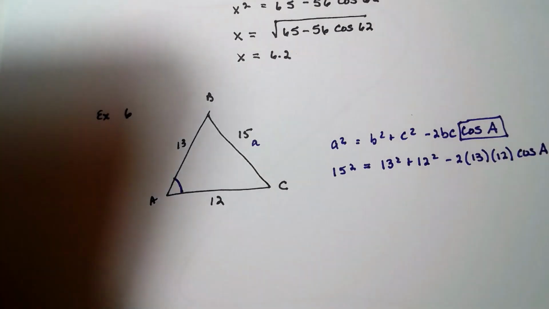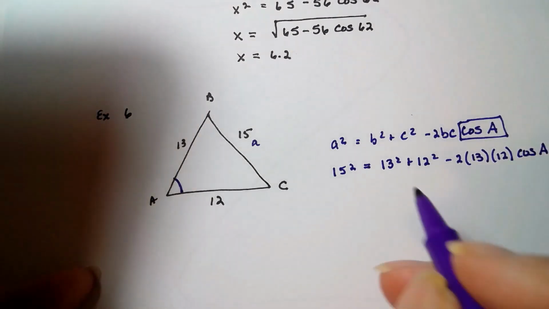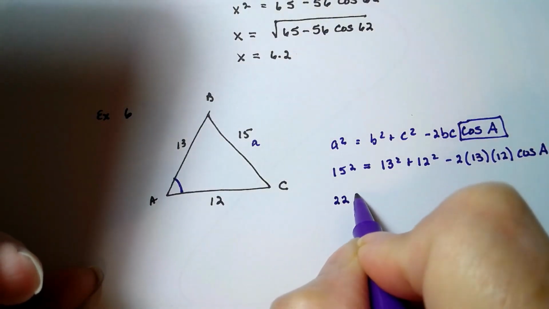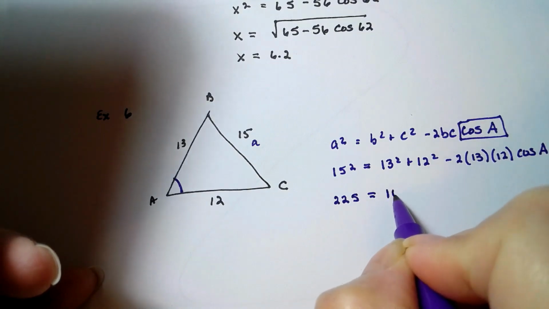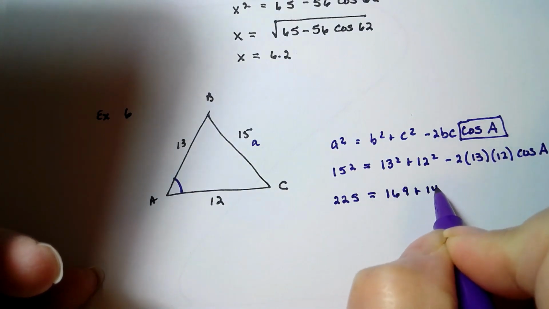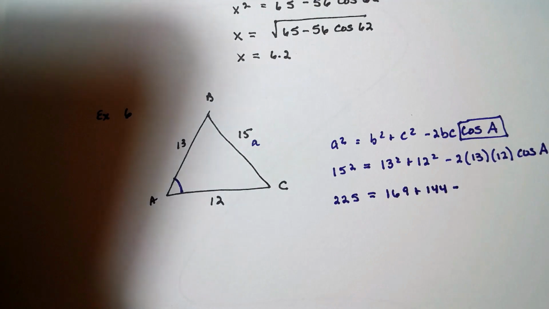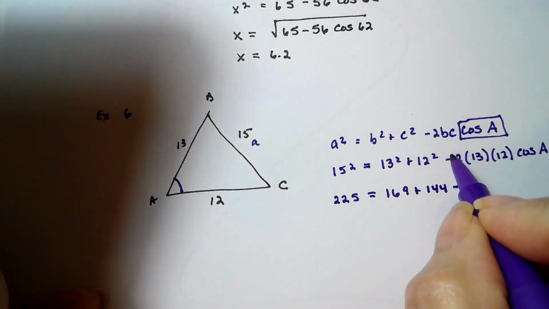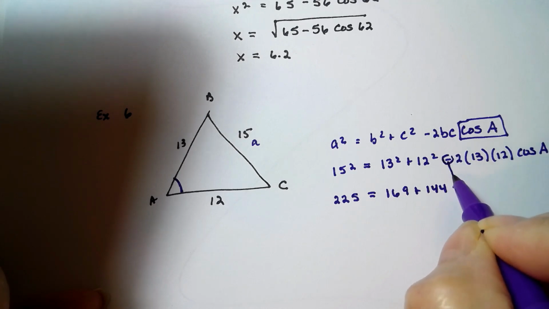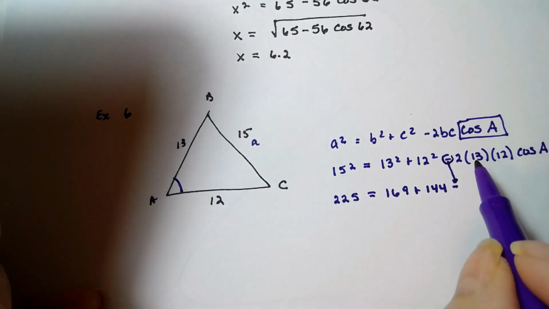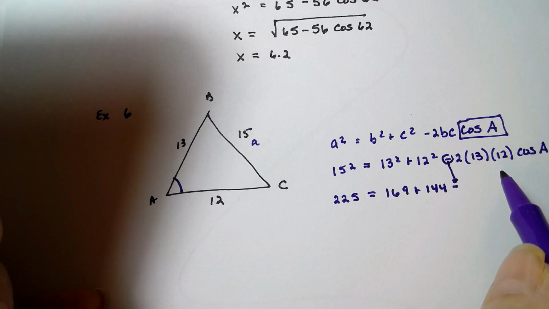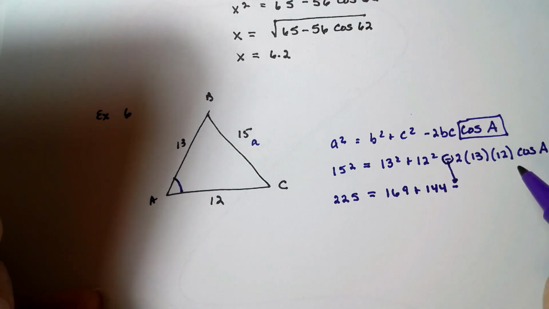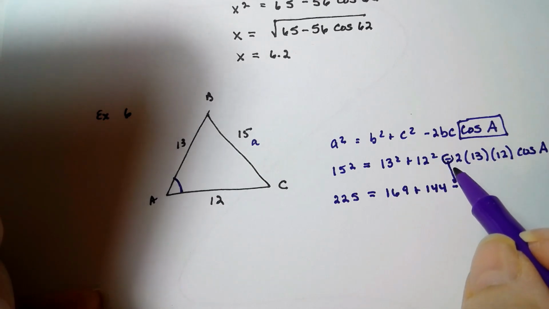Okay, so you use your calculator. 15 squared is 225, so I'm going to clean this up. 13 squared is 169, and 12 squared is 144. And 2 times 13 times 12 is 312. Now this minus is part of the formula, so I'm just bringing it down. Had one of these numbers been negative, and they can't be because they're the sides of a triangle, it would change it to a positive.